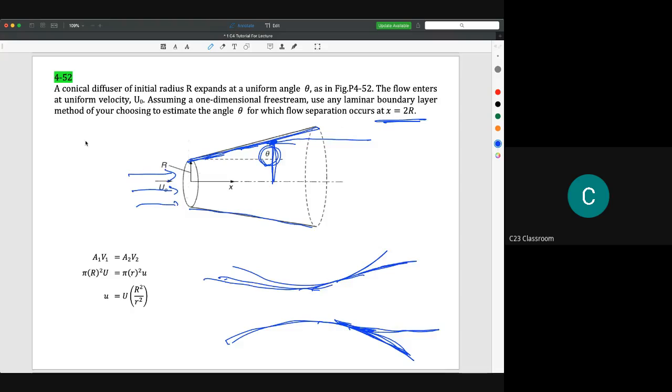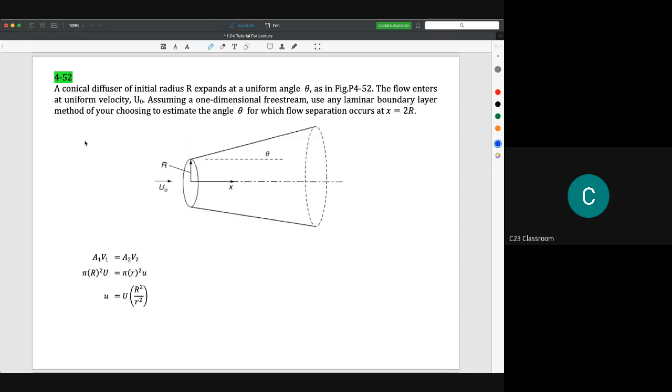Okay, so first we need to calculate the velocity. Because we assume that there is no compressible effect, we just use the idea of volumetric flow rate. So we have A1 V1 is equal to A2 V2. We know the cross-sectional area and velocity at the inlet, which is pi r square times U, and then we could estimate the volume flow rate at the outlet, at any situation here.